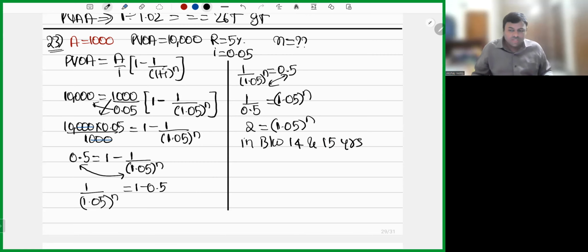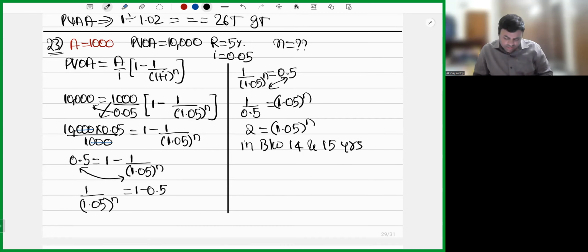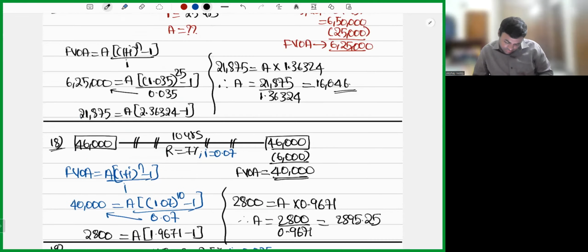By option verification, 1.05 into 1, you go on pressing equal. In between 14 and 15 years, 2 will fall. For 14 years, you will get 1.99 something. For 15, you will get 2.07 something. So I'll say the answer lies in between 14 and 15 years. The simple one. So which option is lying in between 14 and 15 years?